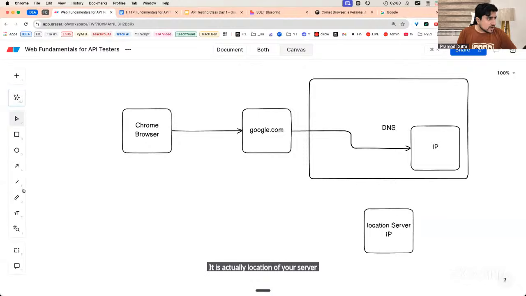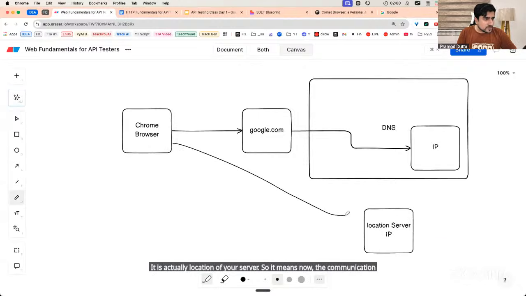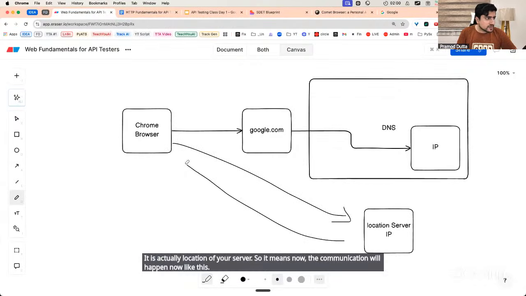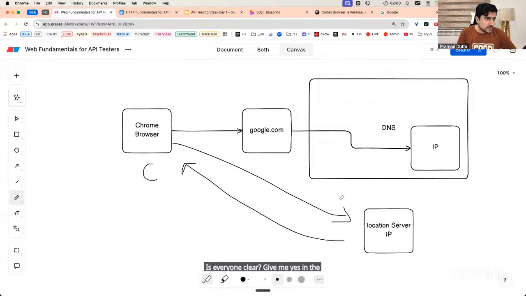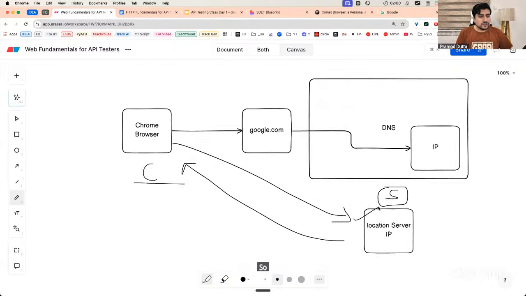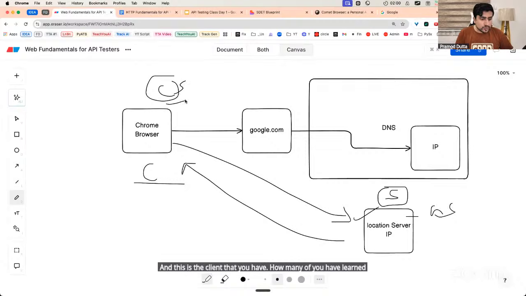So now the communication will happen like this. Is everyone clear? Give me yes in the chat. This is your client and this is your server. How many of you are clear? This is your client now, and this is your server, the Google server that we have, and this is the client that you have. How many of you have learned something new today? Give me yes in the chat.